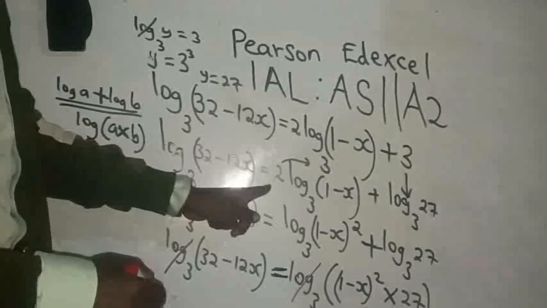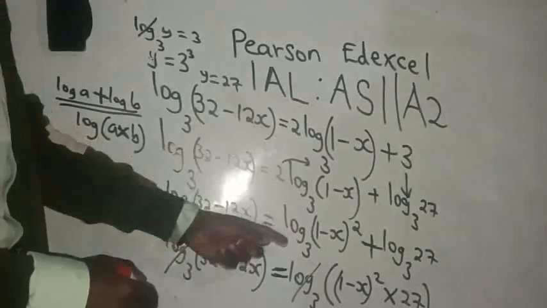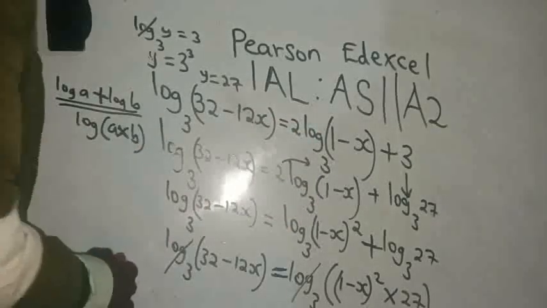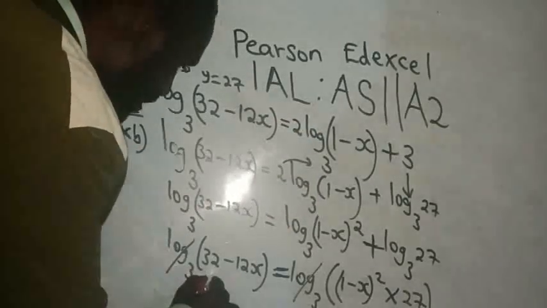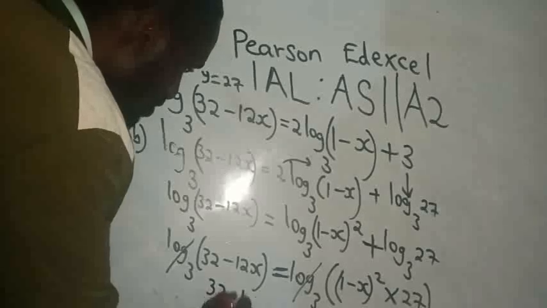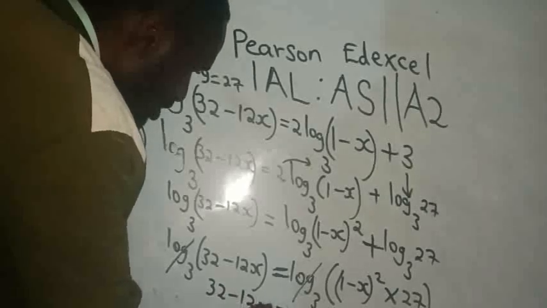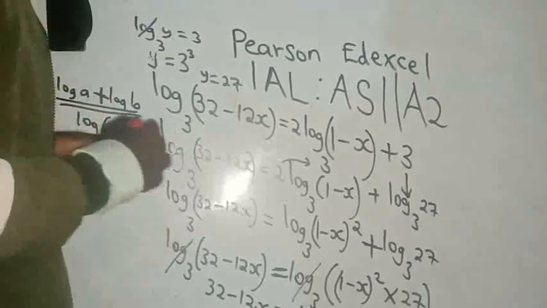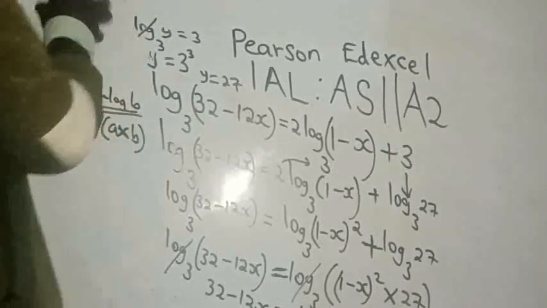You can't do that unless we make sure that you have one logarithm on one side and one on the other side, so you can be able to actually drop them. So then we shall be left with 32 less 12x should be equal to 1 minus x squared, then times 27. Okay, let's come back here.